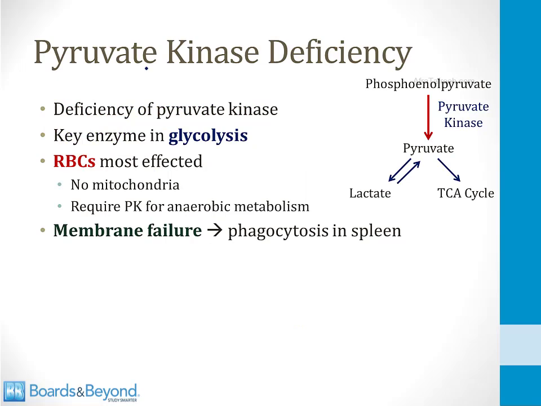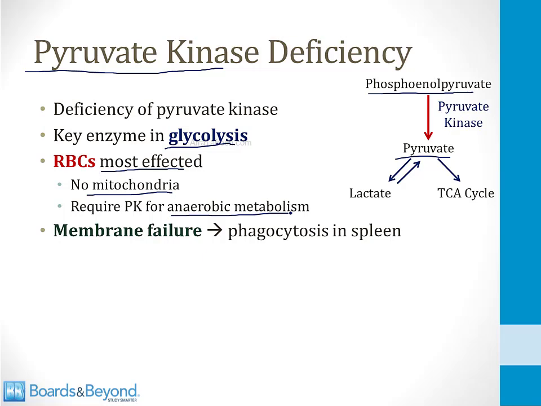Our next intrinsic cause of hemolysis is deficiency of the enzyme pyruvate kinase, and this disorder ties in heavily with biochemistry. That's because pyruvate kinase is a key enzyme in glycolysis. Its role is to convert phosphoenolpyruvate into pyruvate, and when levels of this enzyme are low, red blood cells tend to be the most affected cells. That's because they lack mitochondria, and they require pyruvate kinase and glycolysis for anaerobic metabolism.